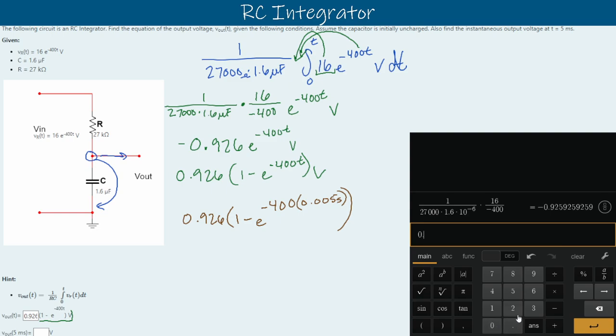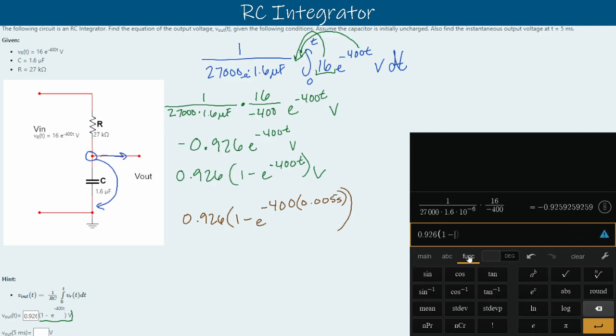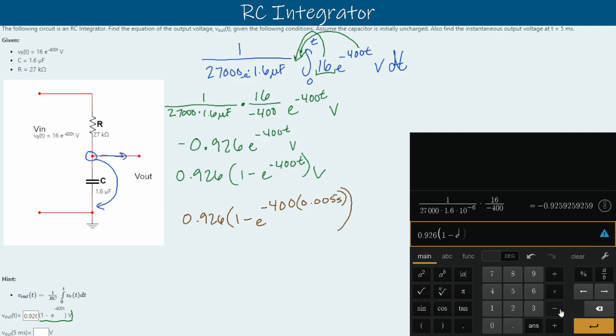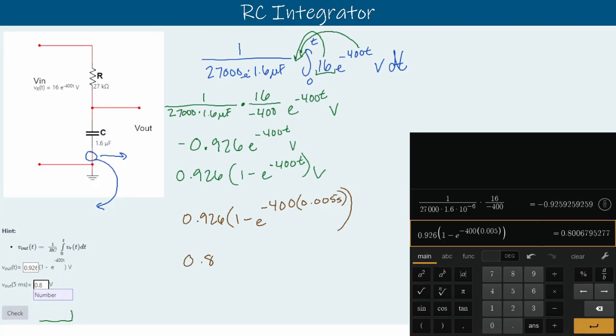So 0.926, and we'll open parenthesis, 1 minus. In the function side, you have this e to the x value, so we'll put e to the x, and in that x location, we'll say minus 400, open parenthesis, 0.005. And that gives us a positive output there. That's what we're looking for. And our answer is going to be 0.8. We'll type that in down here, 0.8, and we'll check our output.